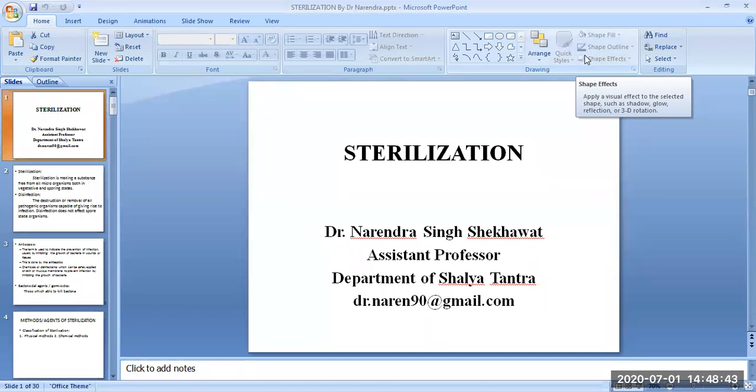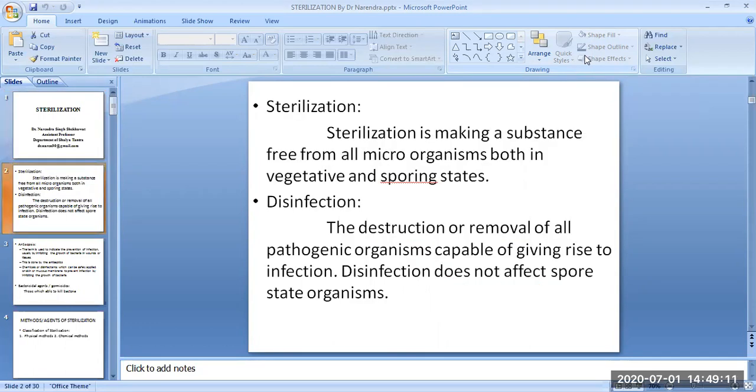In previous classes, we discussed about Yantra Shastra, Swayan Upyantra, Anuyantra, Upayantra, etc. In today's class, we will discuss about sterilization. What is sterilization? Sterilization is making a substance free from all microorganisms, both in vegetative and sporing state.